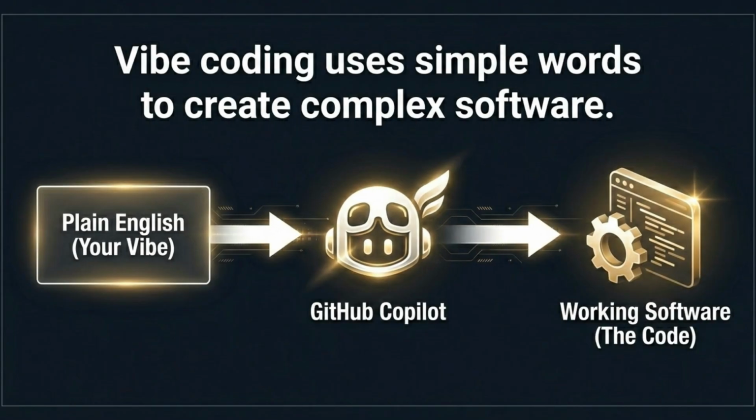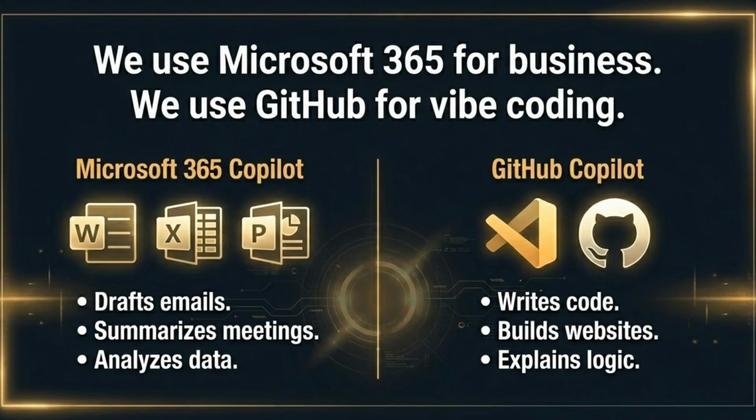It's the ability to use plain, simple language to communicate with GitHub Copilot, allowing you to create complex software without traditional coding expertise. We use Microsoft 365 Copilot for business tasks like drafting emails and analyzing data. For vibe coding, we transition to GitHub Copilot to write code, build websites, and explain technical logic.